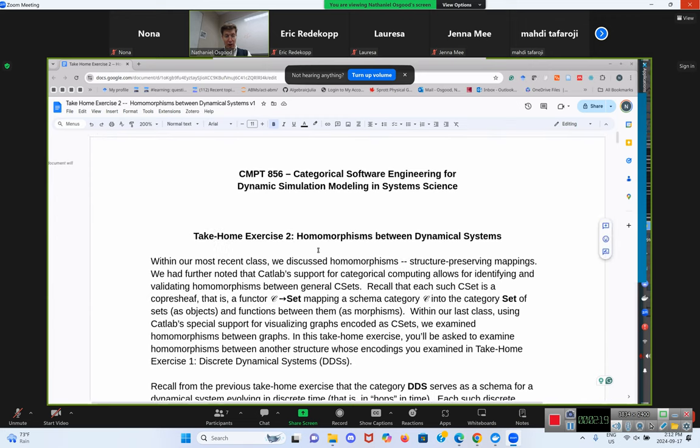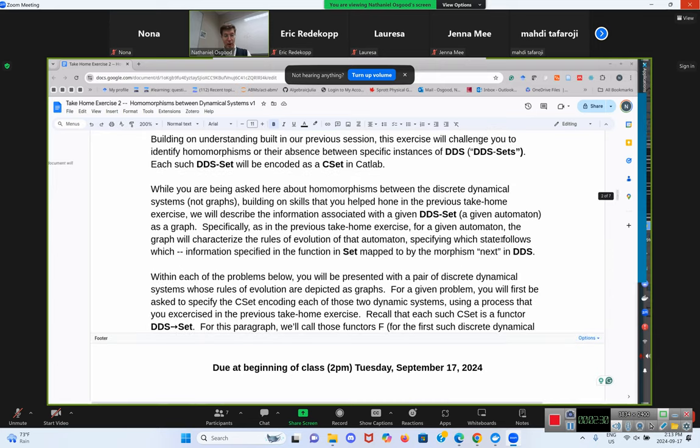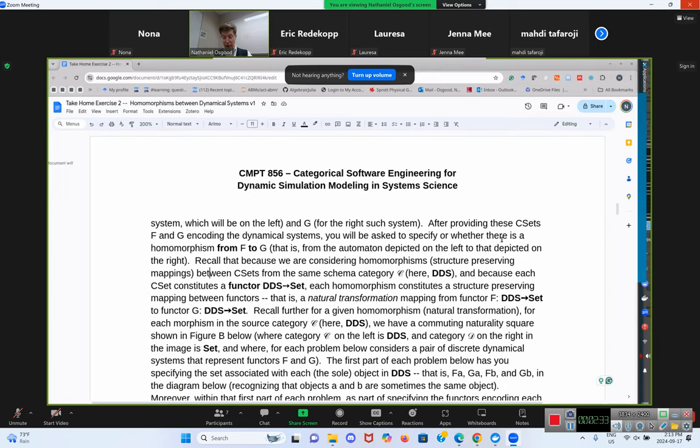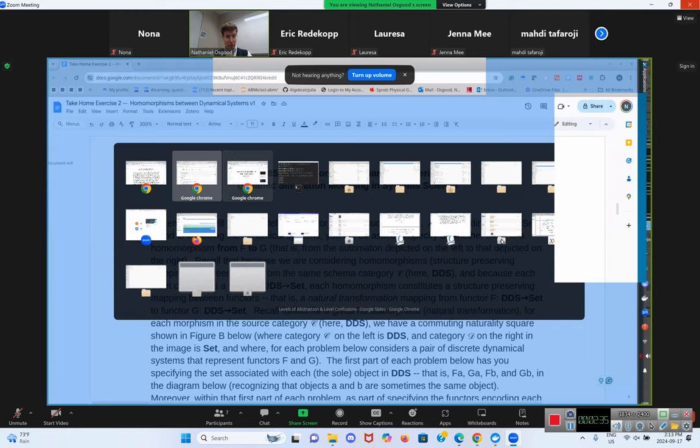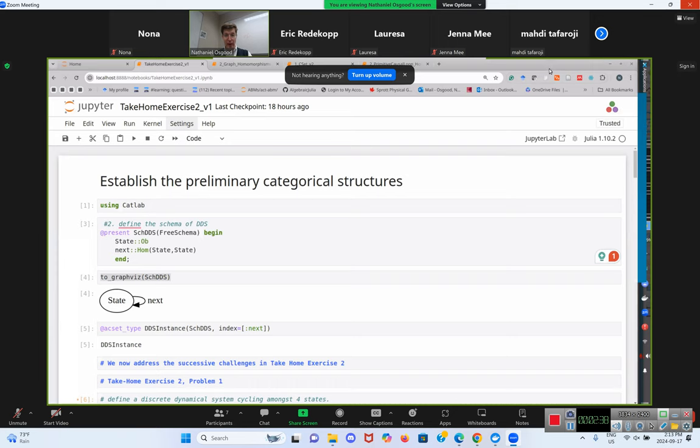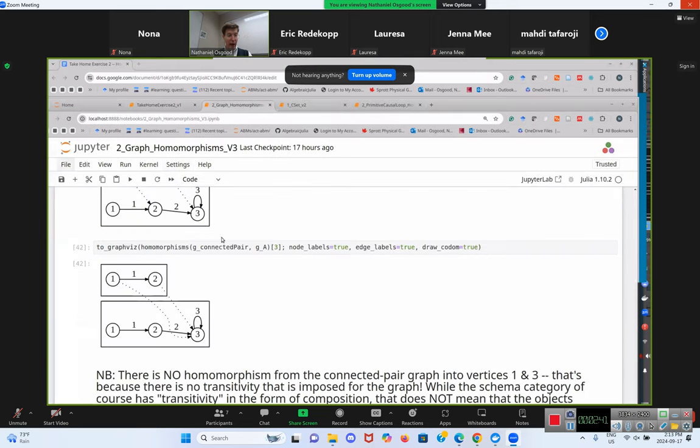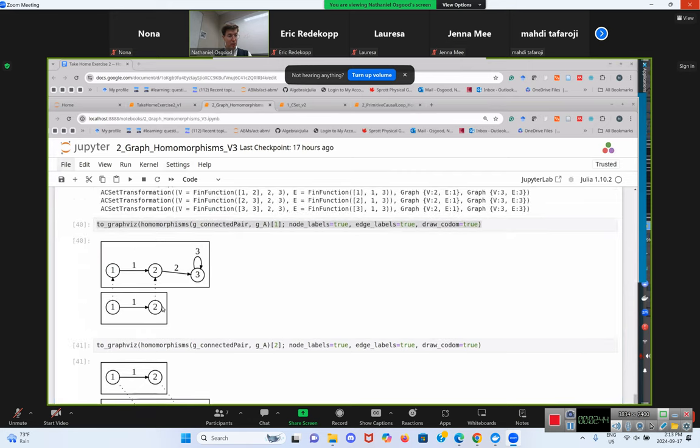And so here, we're going to be talking about these discrete dynamical systems, not only encoding them, but discussing these structure-preserving mappings called homomorphisms between them, right? We had discussed those previously for graphs, and you'll recall this, right, where we had seen for graph homomorphisms different ways in which one graph could be mapped into another, right? So, for example, we had one graph and we sought a homomorphism from that graph, this one at the bottom here, to this upper graph.